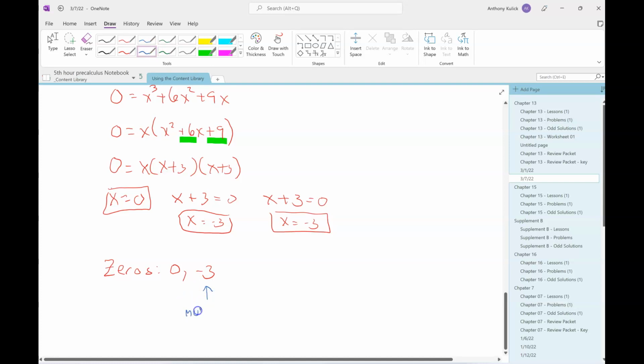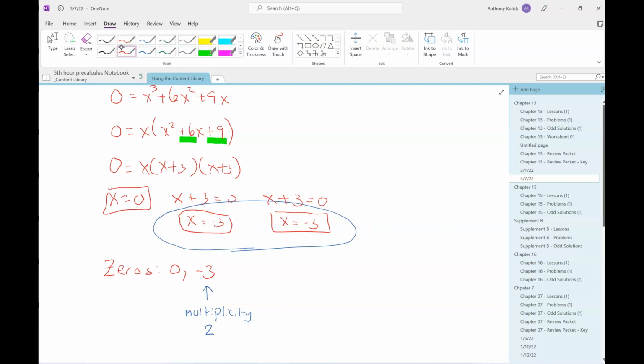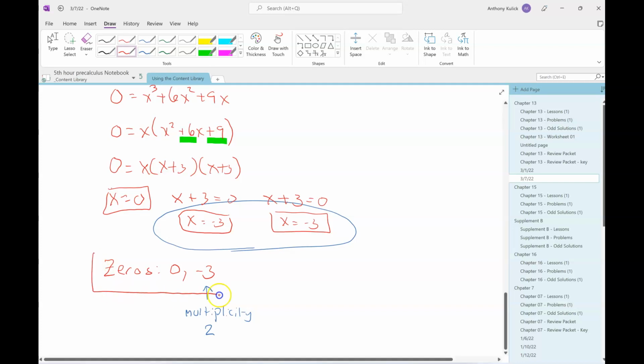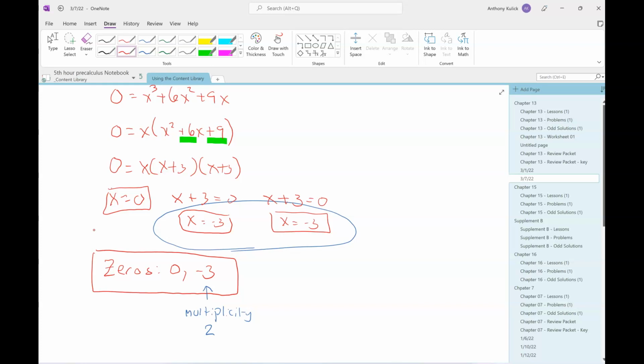But what I would say about negative 3 is that it has multiplicity 2, because that answer occurs 2 times. It counts as 1 zero. When we list our zeros, we list it just 1 time. But we're going to note that it occurs twice by calling it a multiplicity 2. Is everybody okay with that vocabulary? I think that's the same thing we used last year as well.